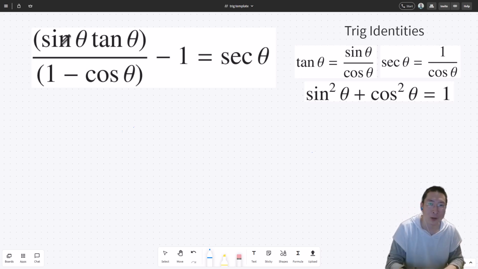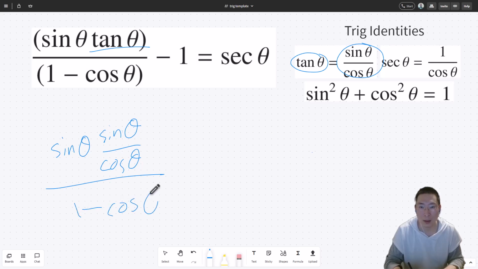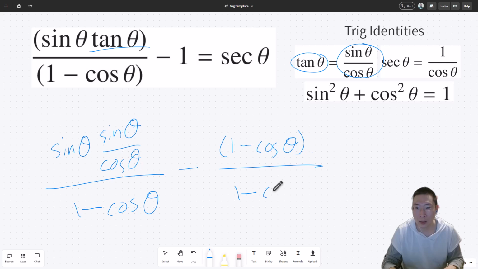So let's begin. We're going to begin by combining these two terms on the left side. We're going to say sine theta, and also we're going to use something right away. Remember this part, we're going to change this to this. Sine tan theta is going to become sine theta over cosine theta, and this is going to be 1 minus cosine theta. And minus, we're going to combine the denominators here. So negative 1 becomes 1 minus cosine theta all over 1 minus cosine theta.